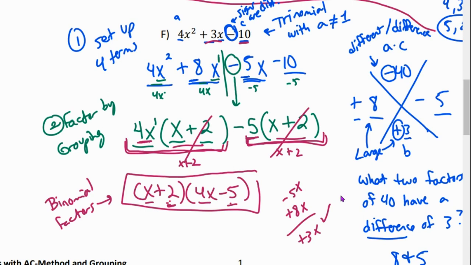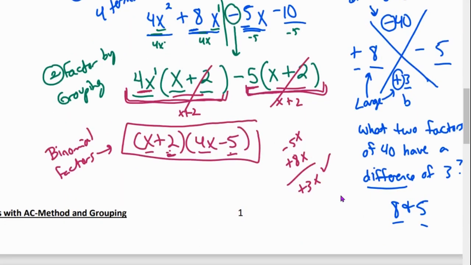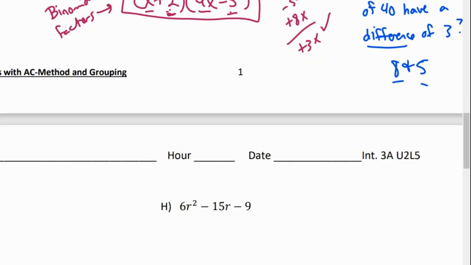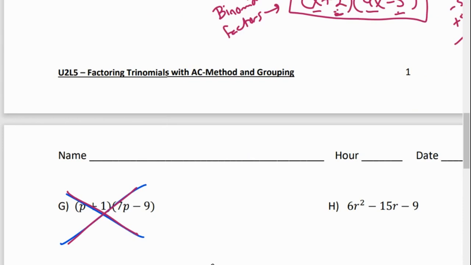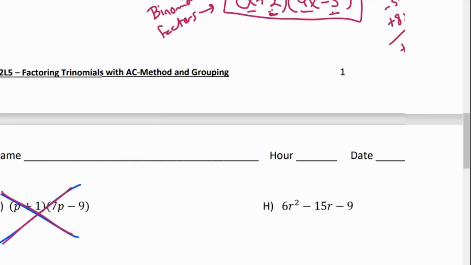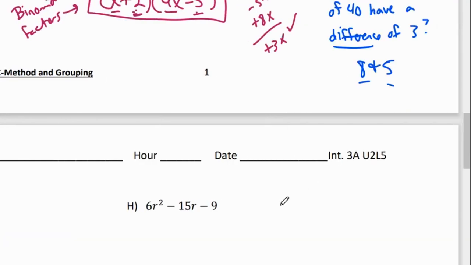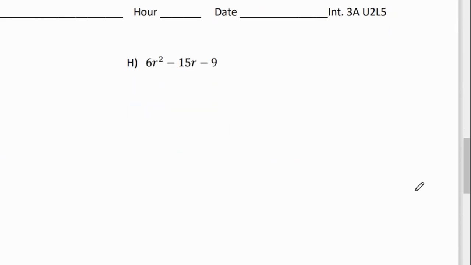All right, let's try the next one. Again, we're not going to do the multiplying of two binomials. I think that you guys can do that just fine. We're going to focus on our factoring. You want to try starting now on your own? All right, I'm going to give you about 40 seconds to at least get step one, the setup.